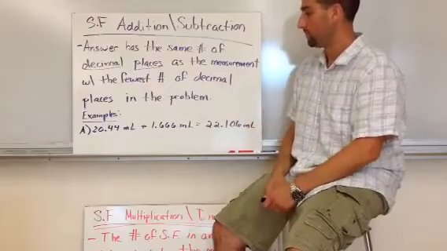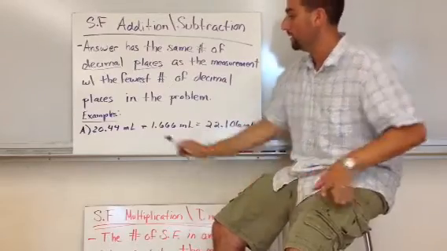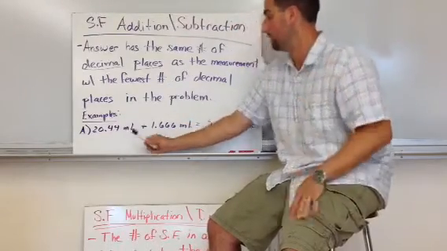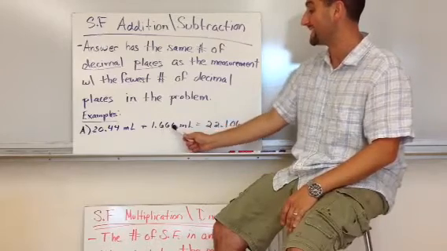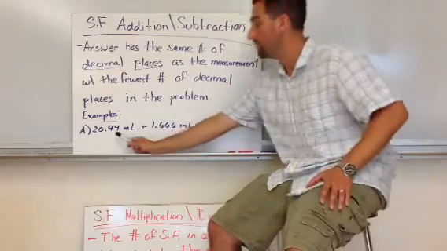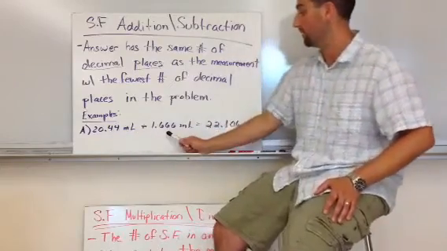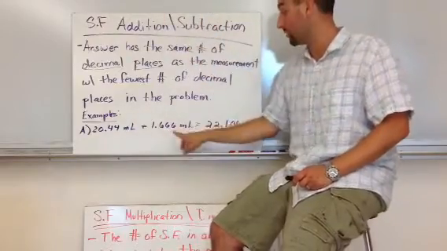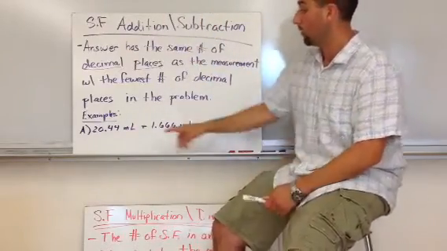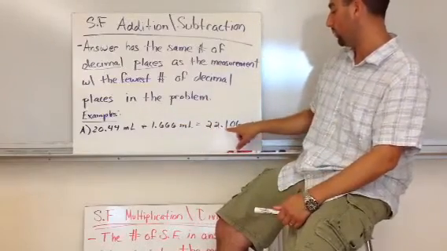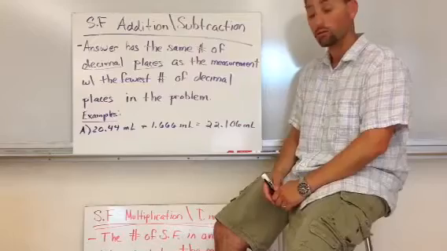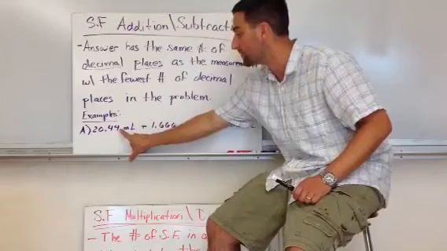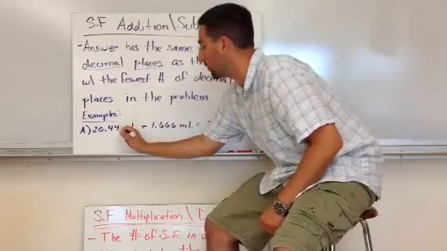Examples. If I look here, okay, 20.44 goes up to the hundredths place, so there are 2 decimal places. And this goes up to 1.666, 3 decimal places. This number is less precise than 1.666. This number dares to go 1 digit past the hundredths. Okay? So when I add these, I get 22.106 milliliters. This last digit is uncertain because I don't know what comes after this 4. This is a question mark.